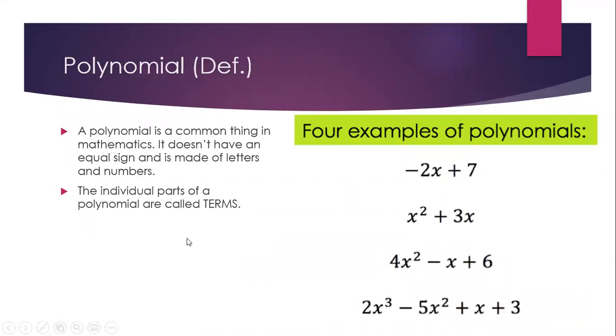All right. A polynomial is a very common thing in mathematics. So if you see this is a polynomial, negative 2x plus 7. This is a polynomial, x squared plus 3x. This is a polynomial, 4x squared minus x plus 6. And this is a polynomial, 2x cubed minus 5x squared plus x plus 3 is also a polynomial. These are all polynomials. So you can see that they can look very different from each other and all be polynomials.